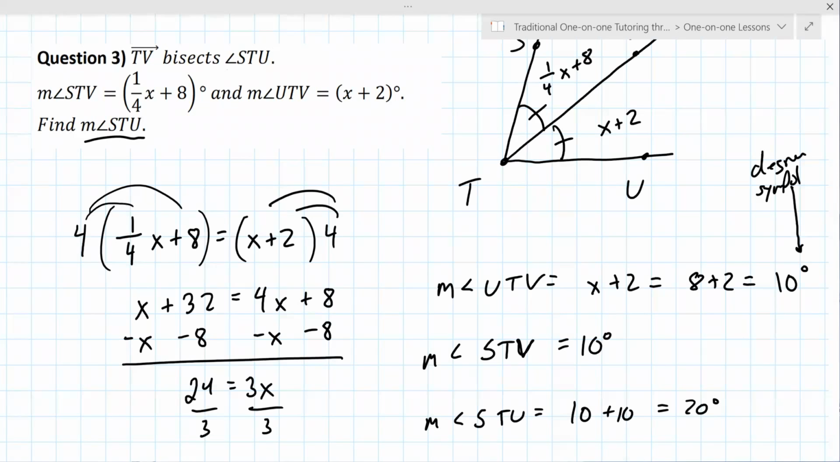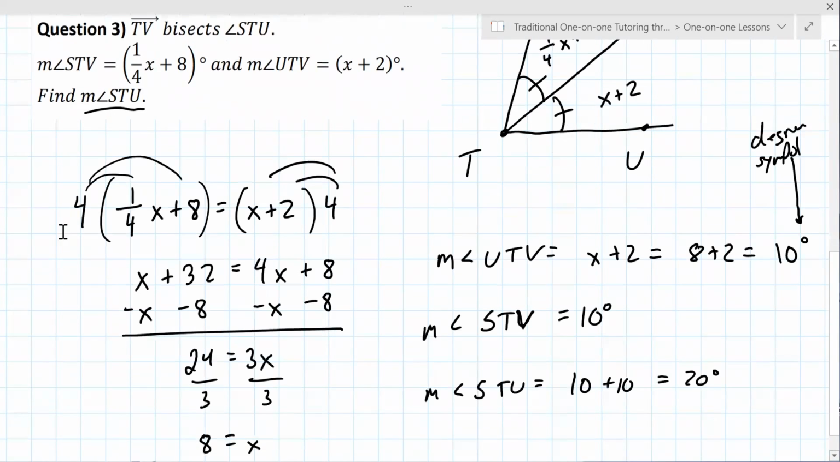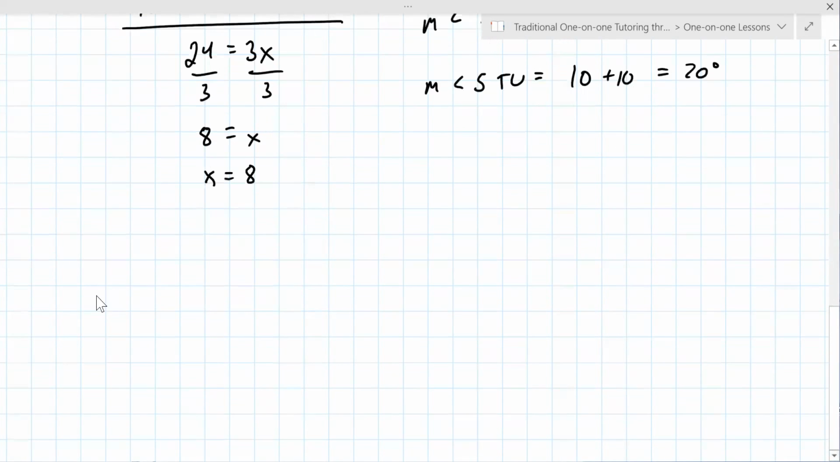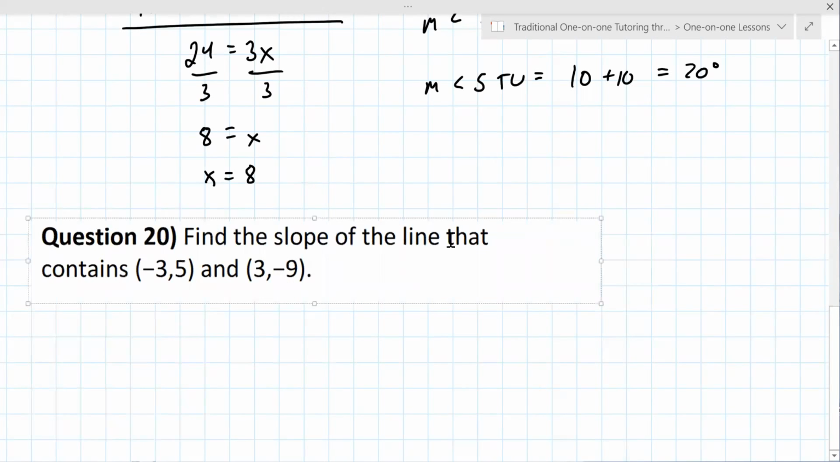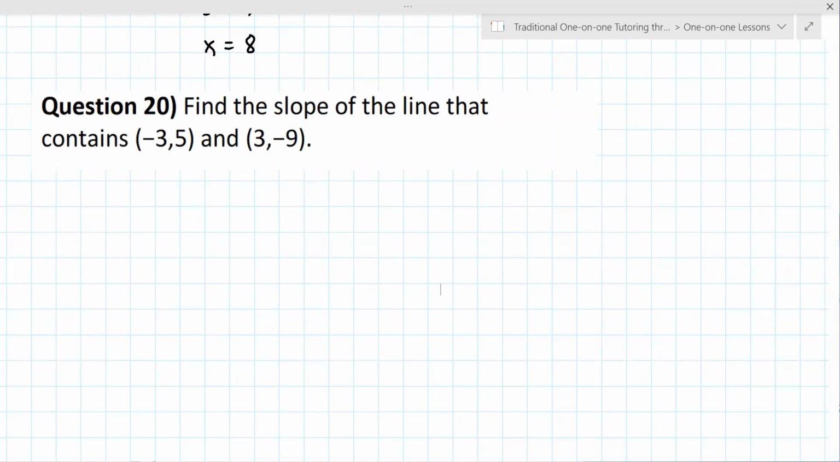All right, I understand now. Great. So we're jumping up to question 20. All right, find the slope of the line that contains -3, 5 and 3, -9. So do you remember the equation of the slope? m equals y2 minus y1 over x2 minus x1. So just to find the slope.